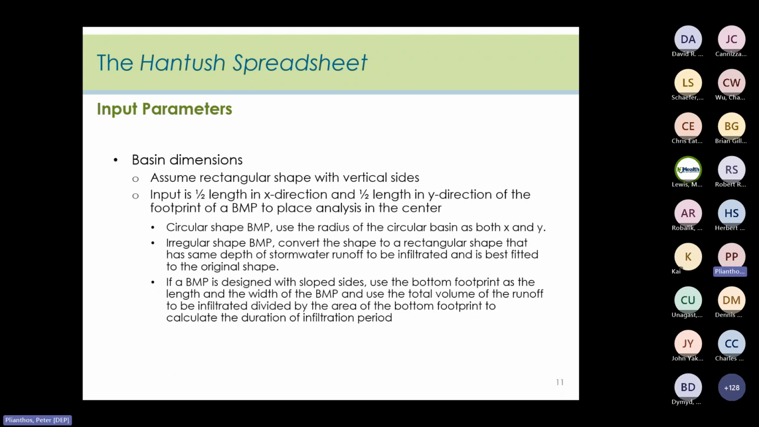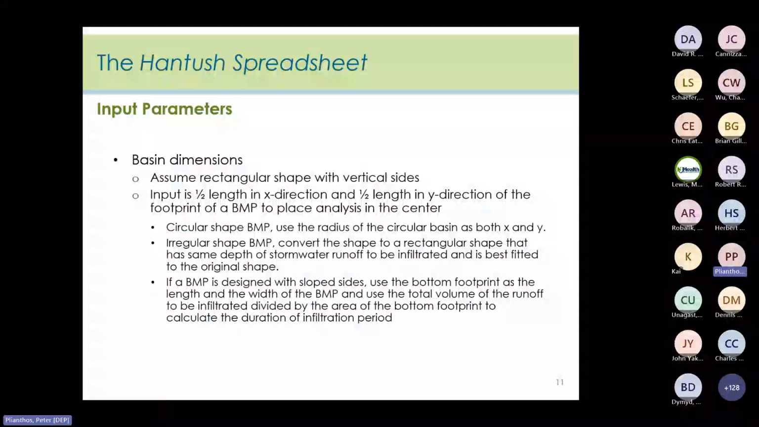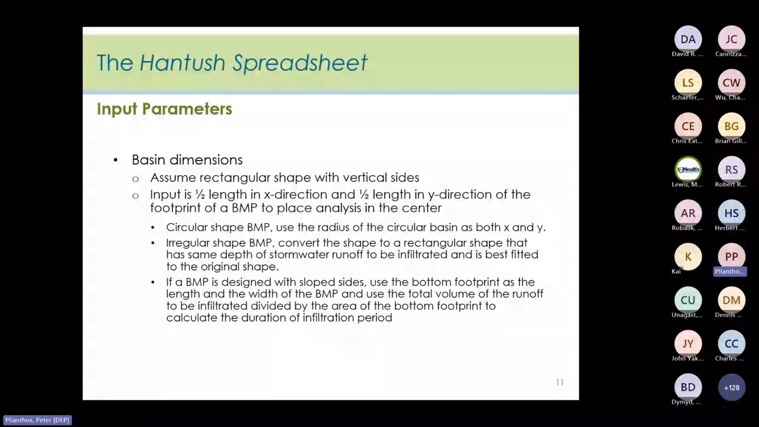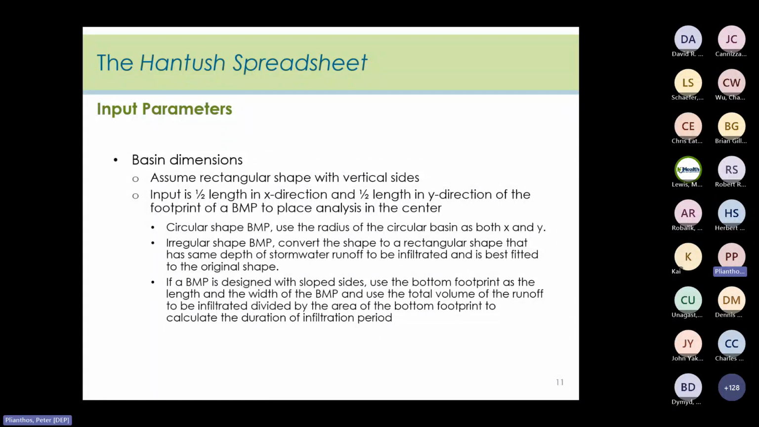And then if a BMP is designed with sloped sides, you want to use the bottom footprint as the length and the width of the BMP and use the total volume of the runoff to be infiltrated divided by the area of the bottom footprint to calculate the duration of infiltration period. We will define duration of infiltration period in 2 slides, so bear with me.